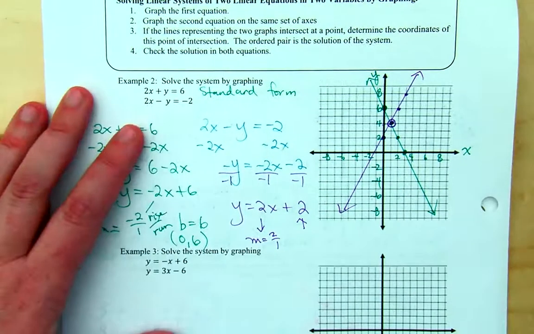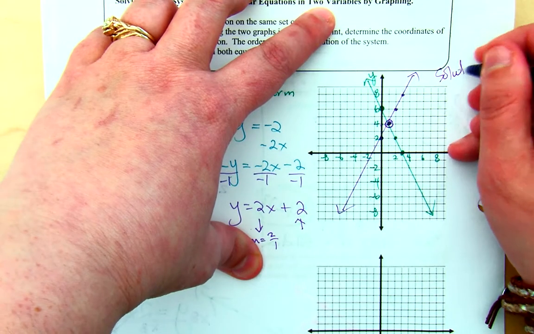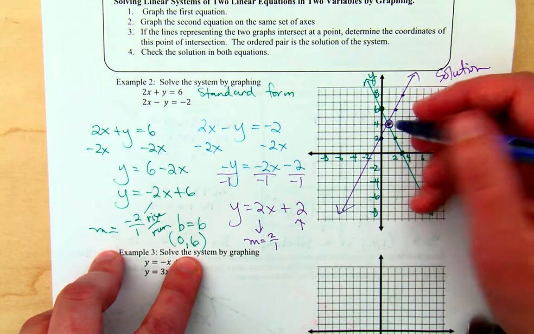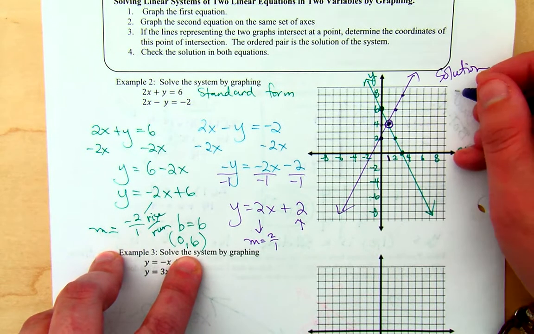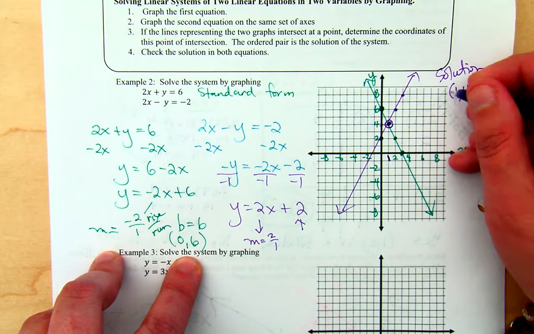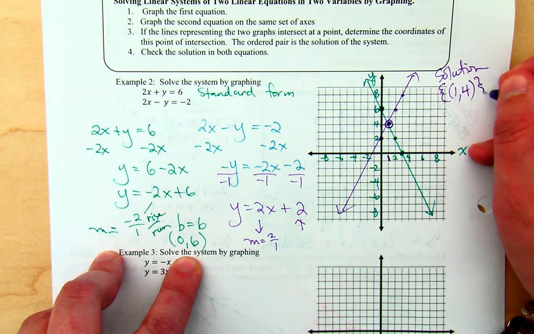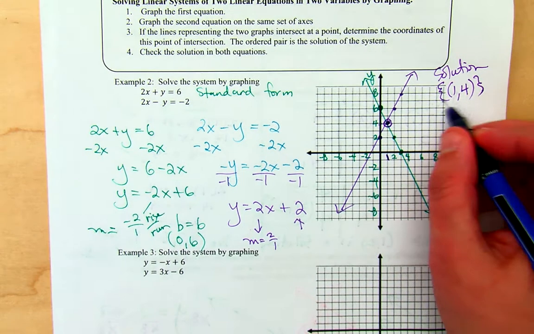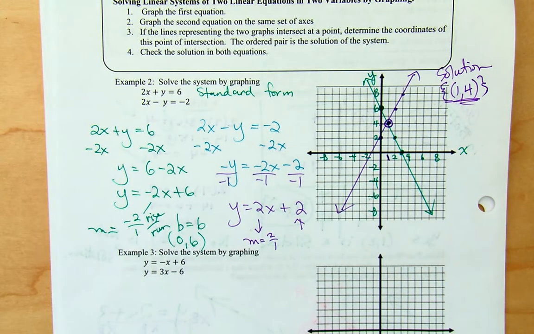And what's my solution? x comes first, right? 1, 4, and I can put it in set notation. Now the idea of the check is that I don't know if this is right. If I graphed one of my lines wrong, if I had the wrong slope or the wrong y-intercept, that's not the solution. How do I make sure that 1, 4 is the solution?